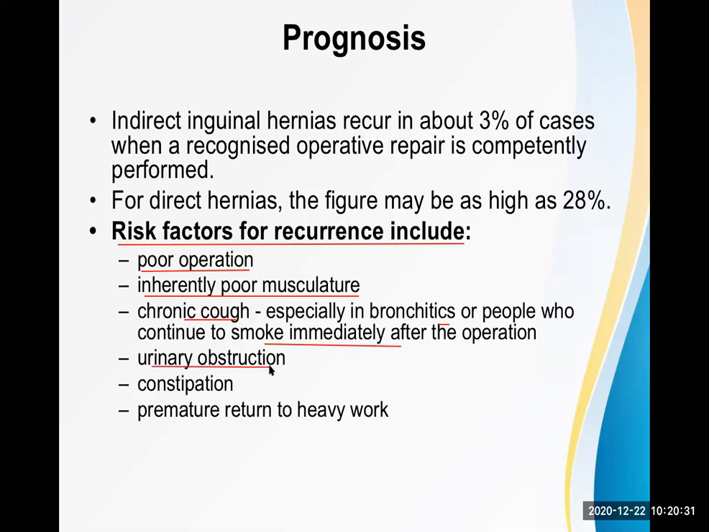Urinary tract obstruction, same explanation. The person strains during urination. That strain will again increase the intra-abdominal pressure. Constipation, same reason. And premature return to heavy work, again the same reason. Because when they do that, there is again an increase in intra-abdominal pressure, and that will help the recurrence.